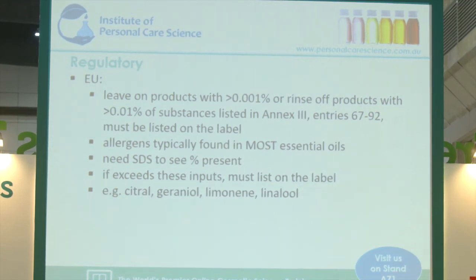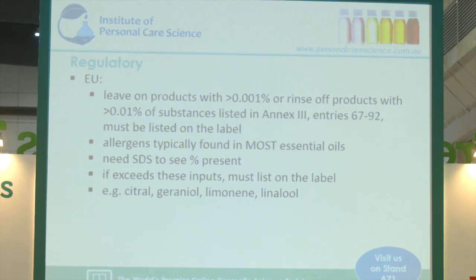Now, in the EU, they have a list of allergens. I have a list here. It's in their regulations. Leave-on products with more than 0.001% or rinse-off products with greater than 0.01% of substances listed in Annex 3, entries 67 to 92, must be listed on the label.